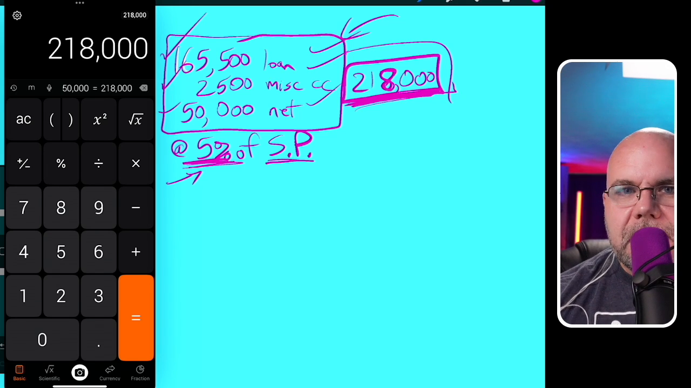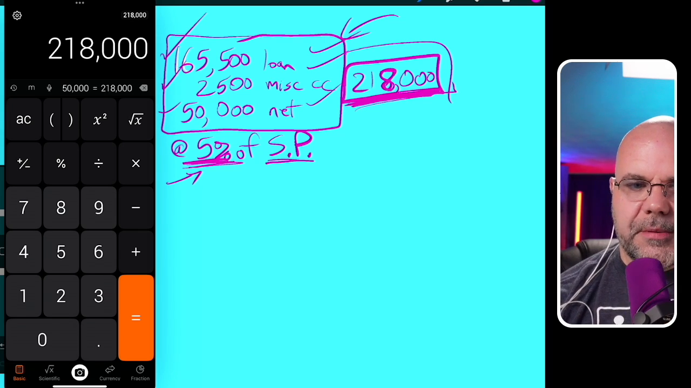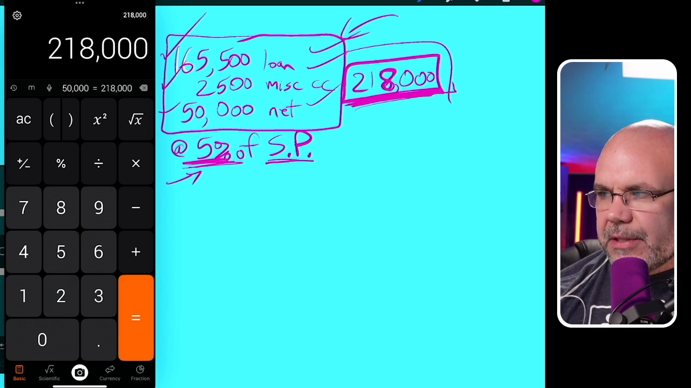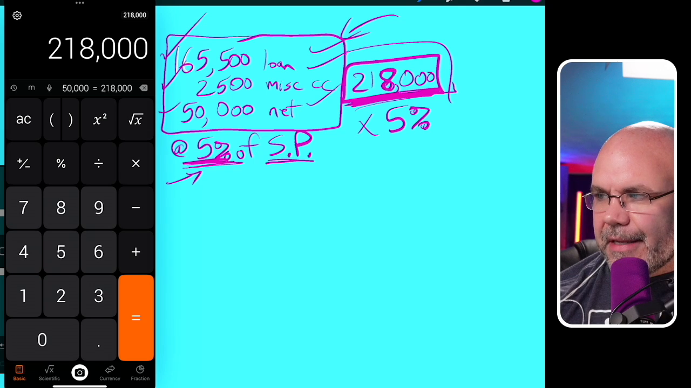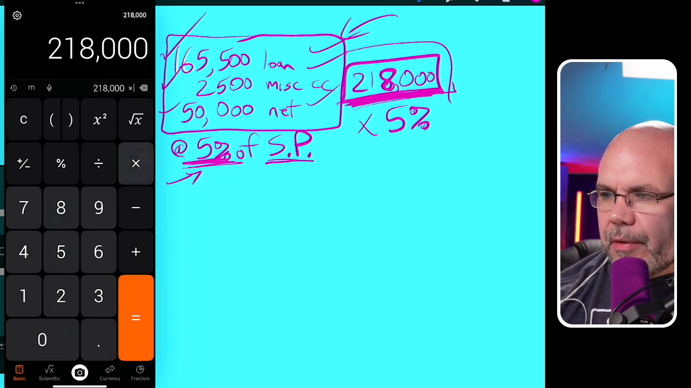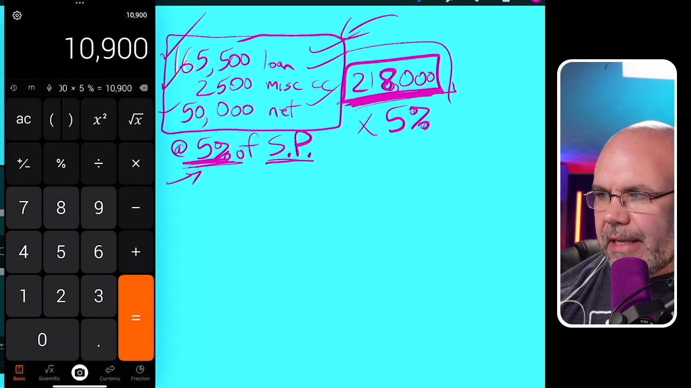So now what? A common mistake, which you may have tried already when you do these problems, is to, at this point, calculate 5% of this $218,000. But the problem with that is it's not selling for the 218. Let's just do it though. What's 5% of 218?